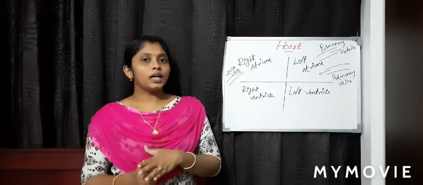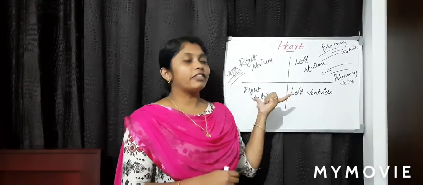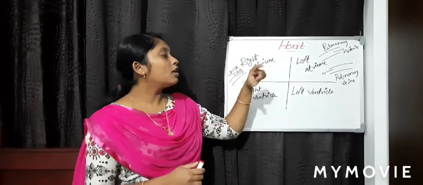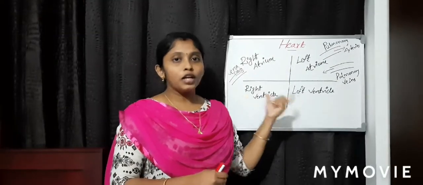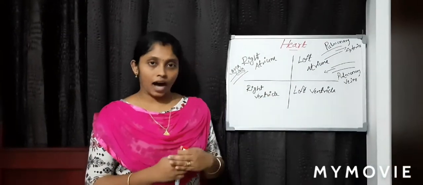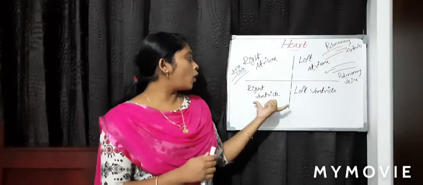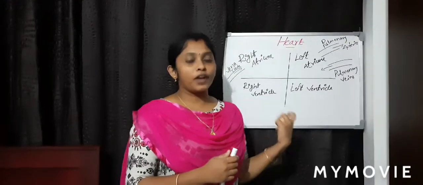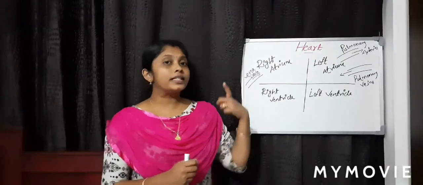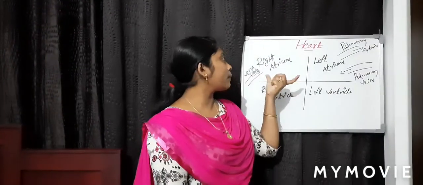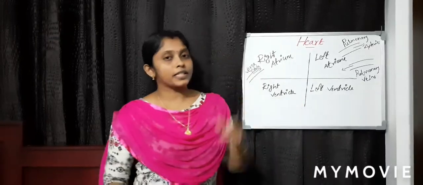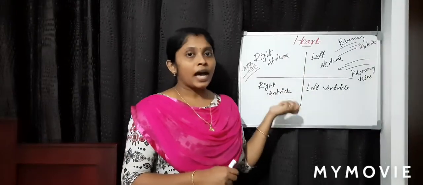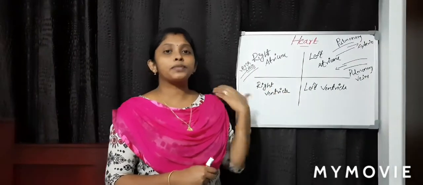The four chambers have a definite role in the transportation process. Both the left and right atrium have the role to receive blood into the heart, and the role of both the right and left ventricle is to transport blood from the heart. So both atria help to receive blood and both ventricles help to transport blood from the heart.